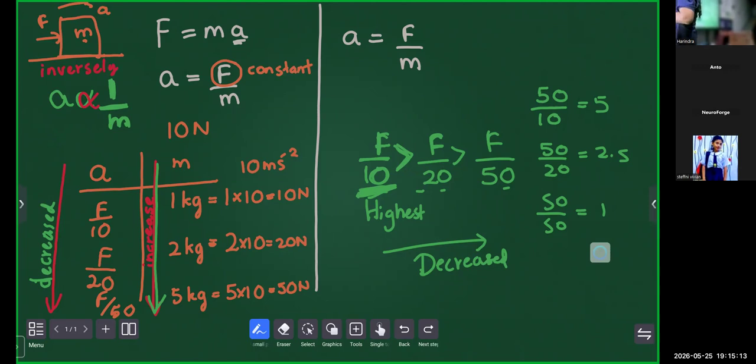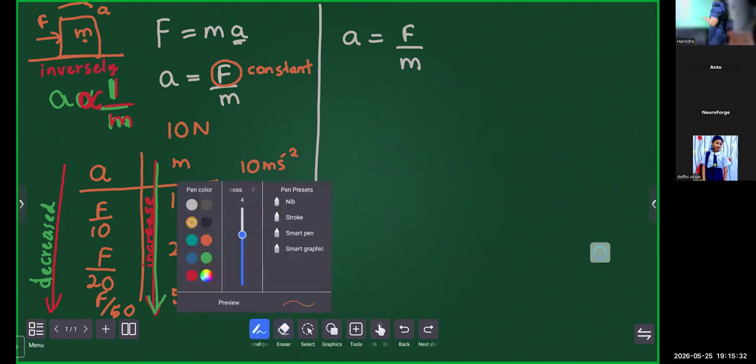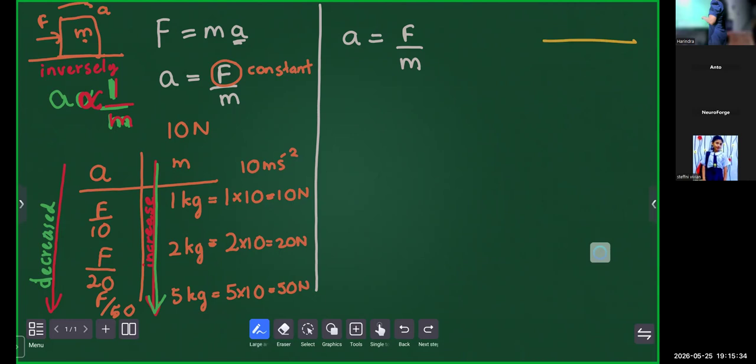Inversely proportional. Here's the proportion mark in mathematics to m. It's 1 over m. Now let's check this side. I'm going to erase this. Now mass is constant. Same object. Now the mass is m for each and everything.